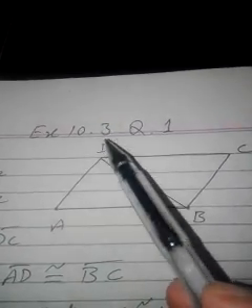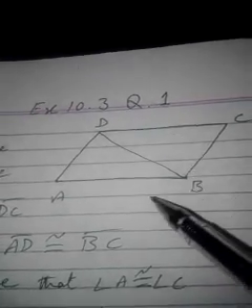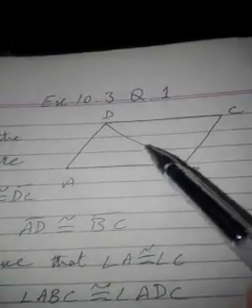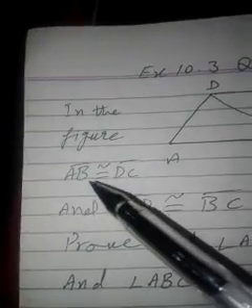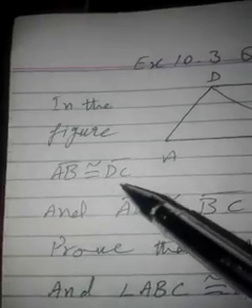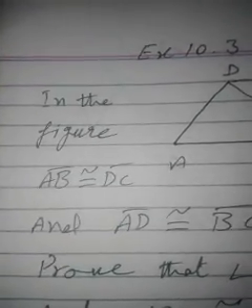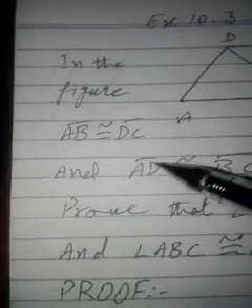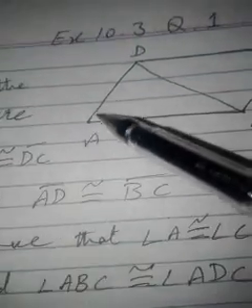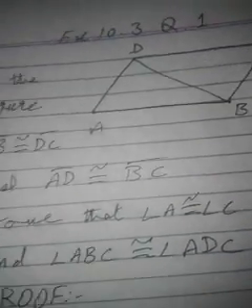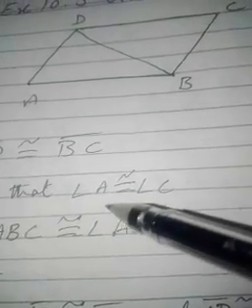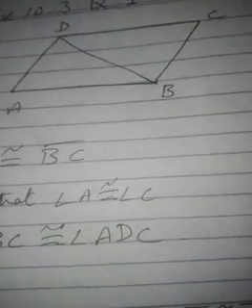Students, now we come to exercise 10.3, question number 1. This is the figure of question number 1, in which given is AB is congruent to DC. We see in the figure AB is congruent to DC and AD is congruent to BC. These two things are given, and we have to prove that angle A is congruent to angle C.